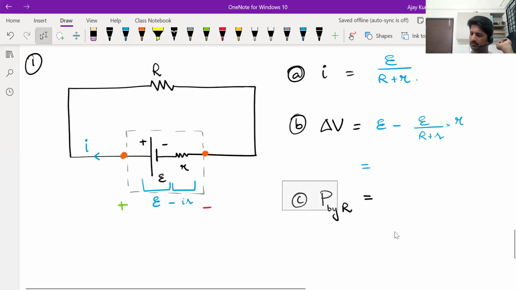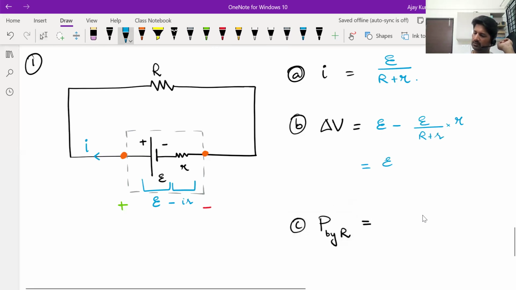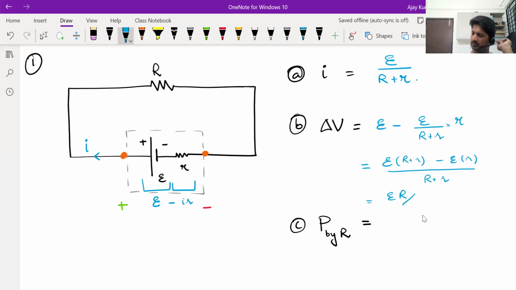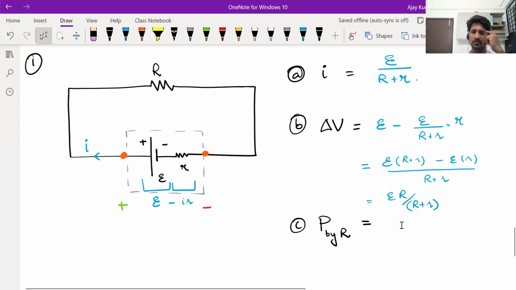Simplify it. You get it as E into R, capital R plus small r, minus E into small r, divided by R plus r. Small r gets cancelled. You get it as E capital R by R plus r. That's the terminal voltage that you see across the cell. It is less than its EMF as expected. Next, power dissipated by the resistance capital R.